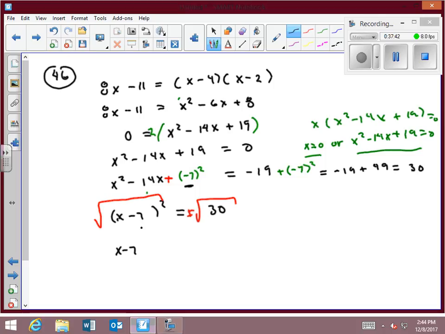Everyone good with it? Now that right-hand side, when you do the square root of 30, 30 is 2 times 5, let's see, 3 times 2 times 5, isn't it? There's nothing that comes out, that's my point. So it's plus or minus the square root of 30. So x, you move the 7 over, positive 7 plus or minus the square root of 30. And that would be your answer.